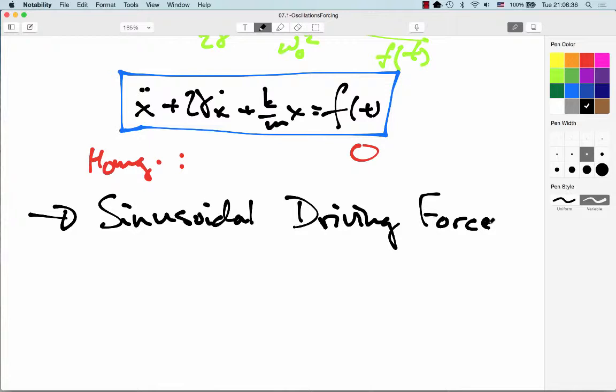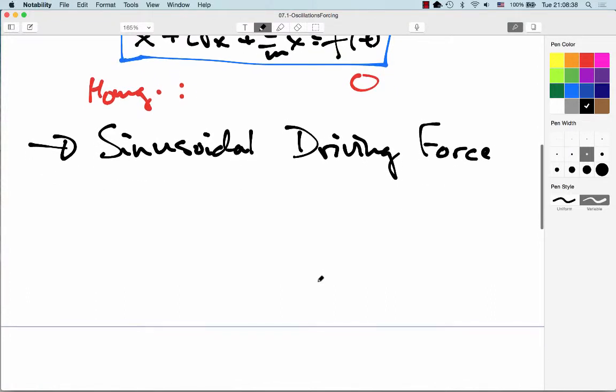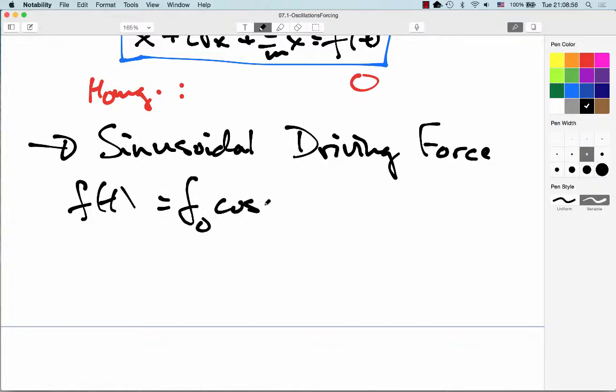Anyway, this isn't so bad. Say you've attached some sort of motor to a Scotch yoke or something like that to shake it back and forth, this would be exactly your driving force. So we're going to say that our f of t is some f naught times the cosine of omega t. Now there's no subscript on this omega for once, so this is just the frequency at which we're shaking the mass back and forth.